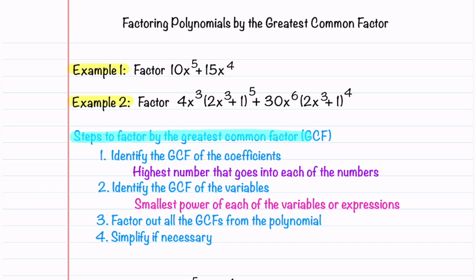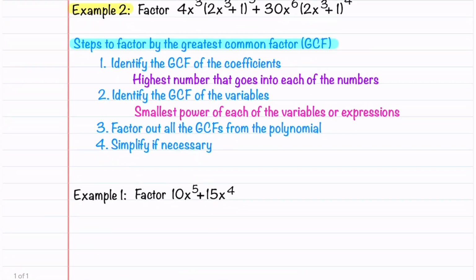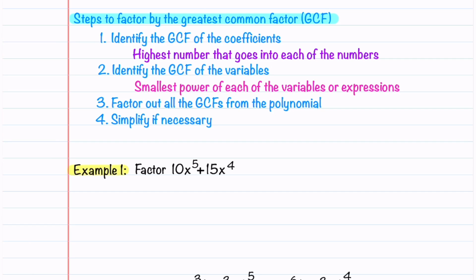I've listed 4 steps that we're going to follow, and I'll explain them as we walk through our first example. In our first example, we're going to factor 10x to the 5th plus 15x to the 4th. The first step is to identify the greatest common factor of the coefficients. This is just the highest number that goes into each of the numbers in the expression.